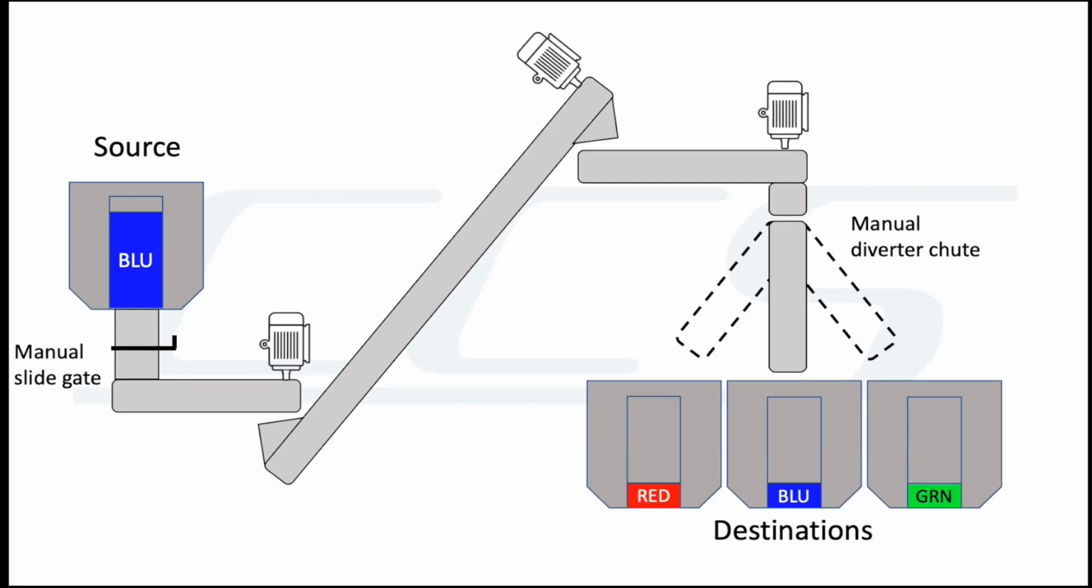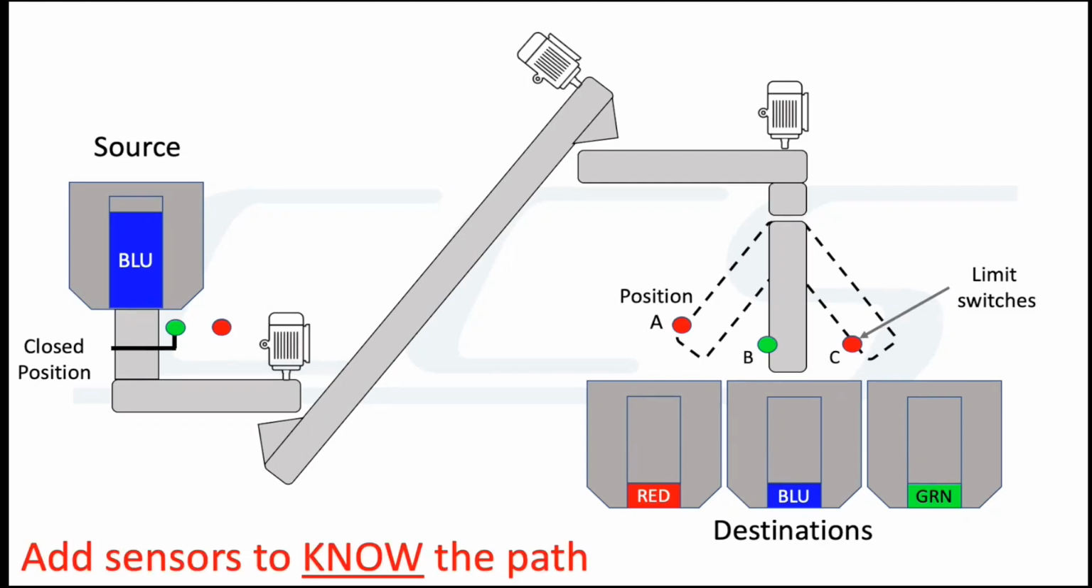On the left side is a manual slide gate. That could be something that you just pull open manually to let the pellets out of the source into the conveyor. And then usually each of those conveyors is driven by a motor. So that will pull the product through the conveyors and down into whichever destination hopper is selected by the diverter chute. Well, what we can do here to already improve things is we can add some sensors, and the sensors will help us to know the path.